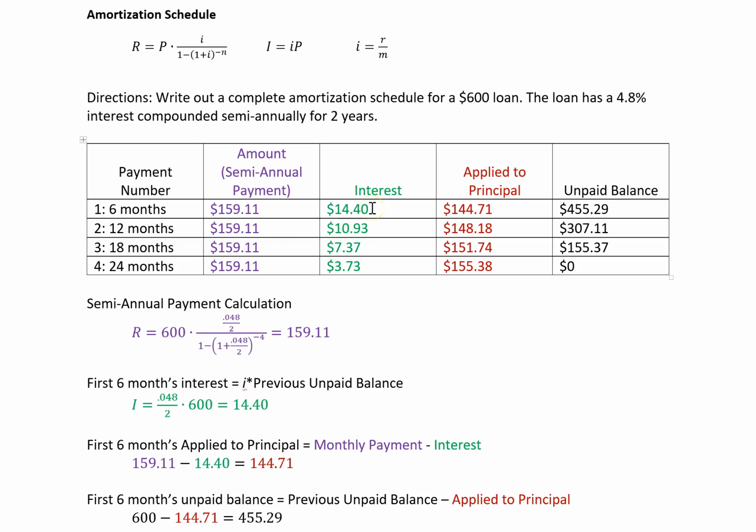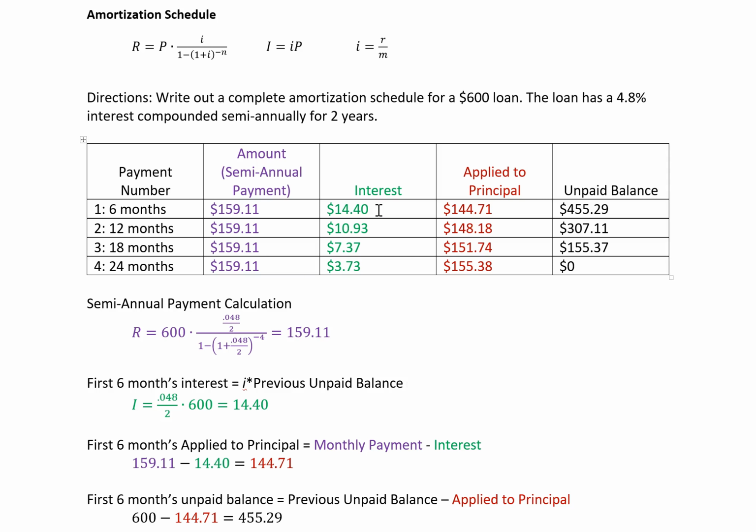Then I need to calculate my interest. The interest is the portion of my payment that I'm actually being charged for the bank carrying this loan. The way to calculate interest is to take your annual interest rate, which in this case was 4.8%, divide it by 2 because there's 2 periods in a year, and multiply it with the previous unpaid balance or the current unpaid balance, which in this case is $600 since I haven't paid anything. And I find out that my interest is $14.40. So I put my $14.40 in there.